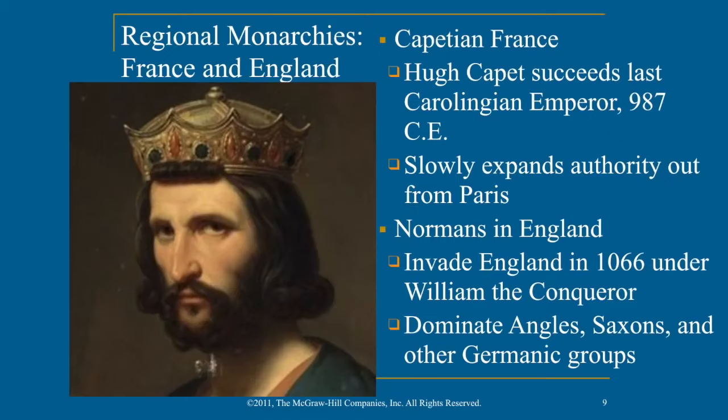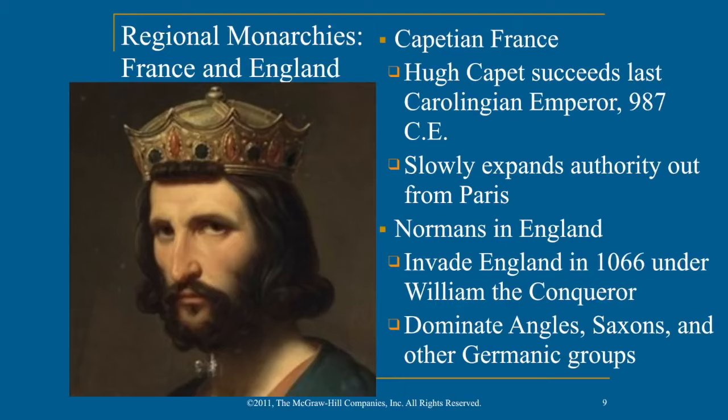There were regional monarchies in France and England. In Capetian France, Hugh Capet succeeds the last Carolingian emperor. We talked about the Carolingians before, and in 987, he was chosen by other regional rulers to be the next Carolingian Emperor. He expands his authority out from Paris. He was really a regional ruler over Paris, and through that expansion, he's able to establish not modern France in the way we'd understand it, but a larger portion of what we'd look at as France.